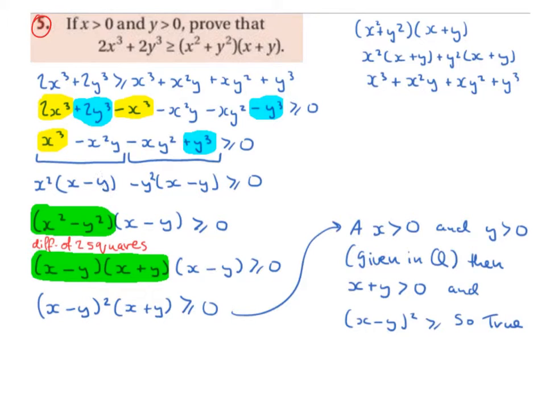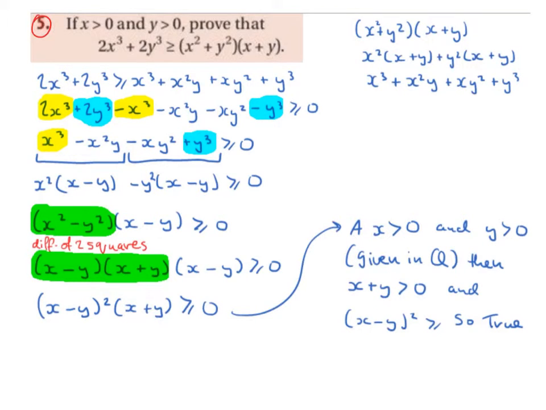Since I've got x minus y inside both sets of brackets, that's going to be one of my factors. So x minus y is one of my factors with brackets around it. I'm going to bring down the x squared and the minus y squared. So that's my other factor. So I've got x squared minus y squared inside one set of brackets, and I'm going to factorize this by using the difference of two squares.